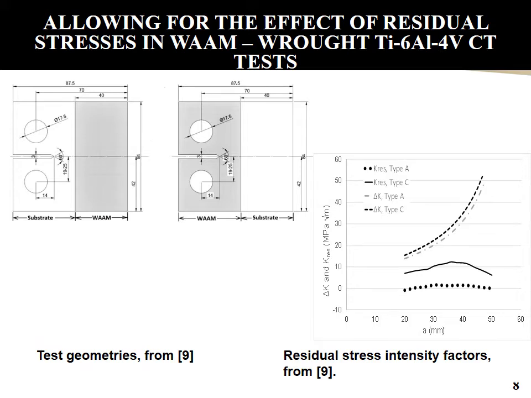One of the important considerations when considering additively manufactured materials is how do you allow for the effect of the residual stresses. To illustrate this, consider the compact tension specimens shown in this particular slide, which were partially manufactured with WAM, connected to wrought Ti-6Al-4V compact tension specimens. This slide shows both the two different geometries and also the residual stress intensity factors that were obtained in the manufacturing process for these two different specimens.